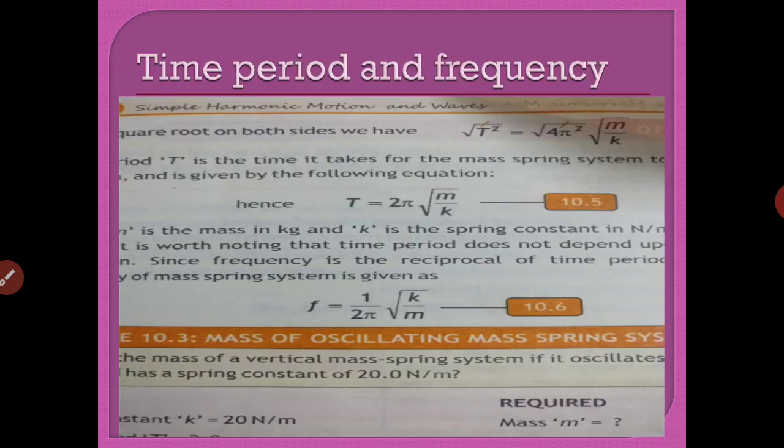Now in this slide, I just show you the formulas of time period and frequency. T is equal to 2π√(m/k). If you look at this formula, T is directly proportional to m, and frequency is inversely proportional to m. These two formulas we are using in the MCQs.